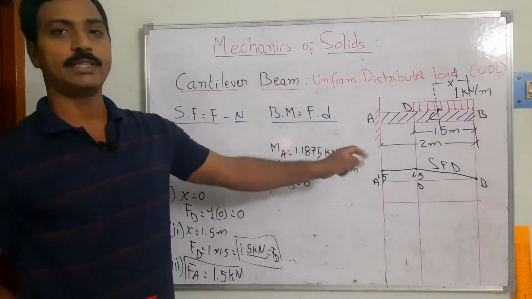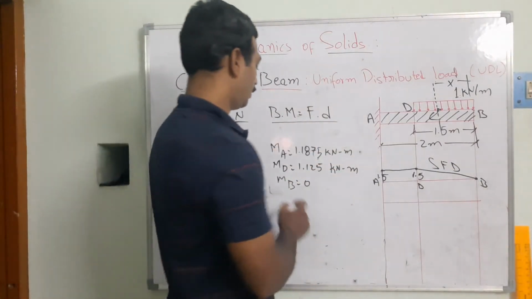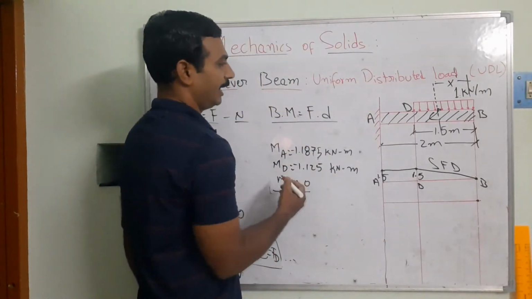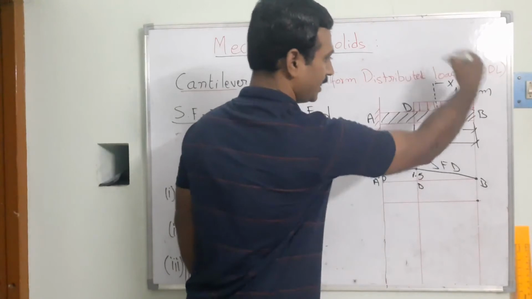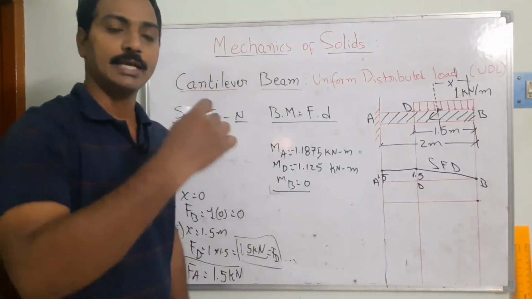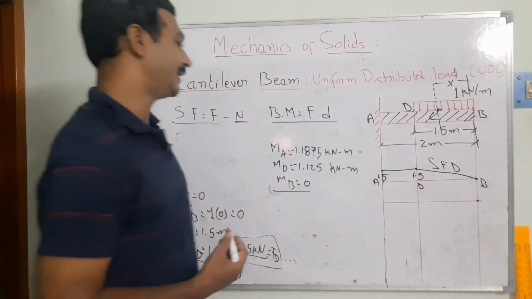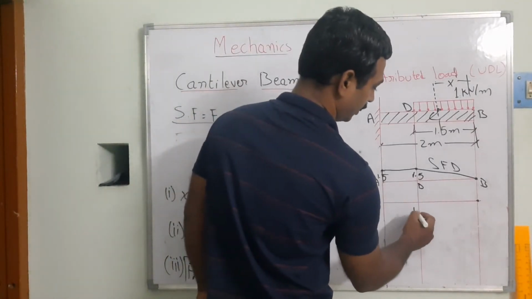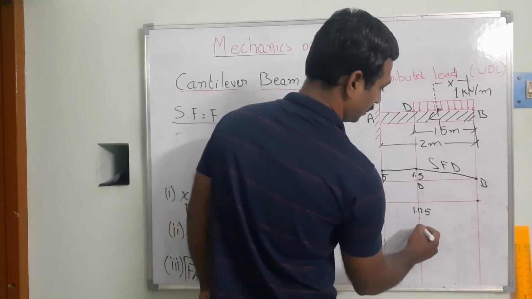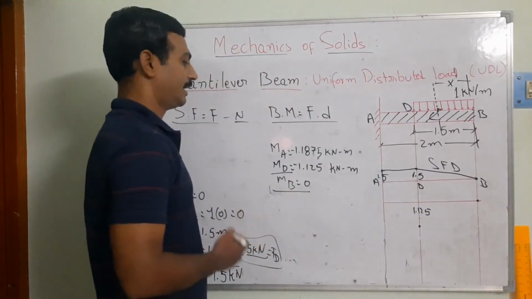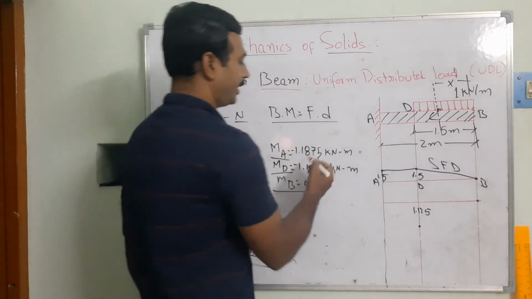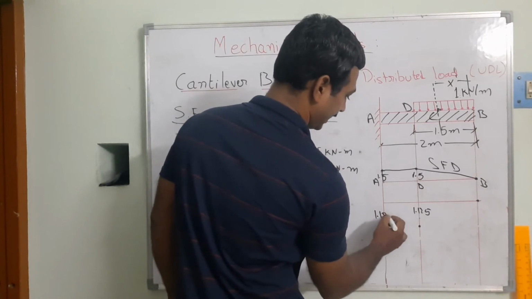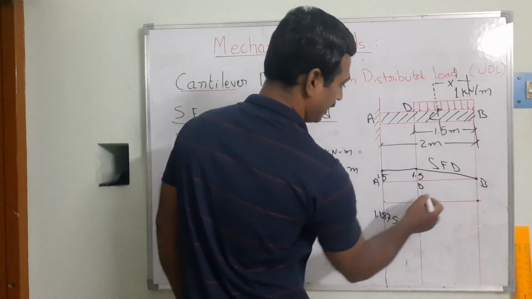Similarly I go on to the bending moment diagram. As we know, the bending moment at B is equal to 0, right? All these values we get as negative because these tend to move in the clockwise direction. As we discussed, the clockwise direction is always the negative sign. So at D it is 1.125 kilonewton meter, and similarly MA is equal to 1.1875. So these are the points A and D.